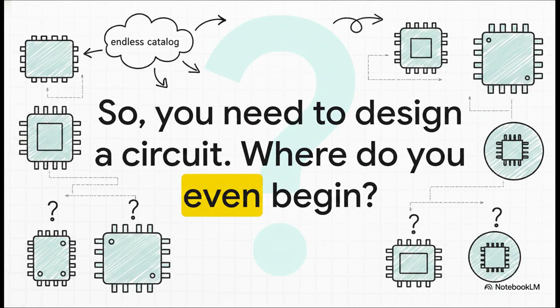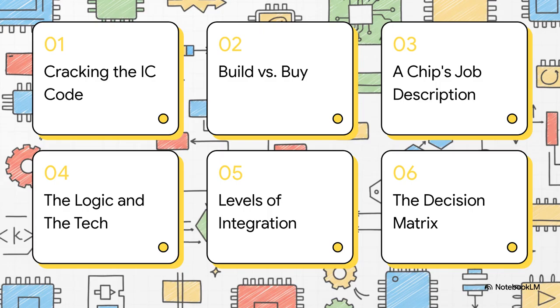So imagine you're that engineer. You've got a problem to solve, a specific function you need to create. You have to pick the right building blocks out of a catalog that seems absolutely endless. How do you choose? How do you even start to make sense of what's out there? Well, you start by asking the right questions.